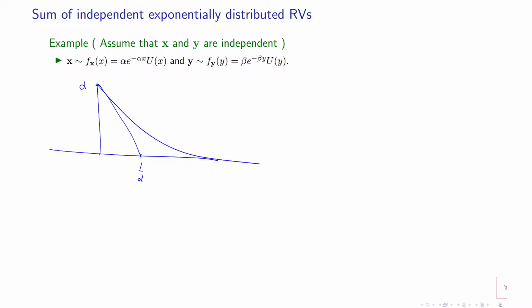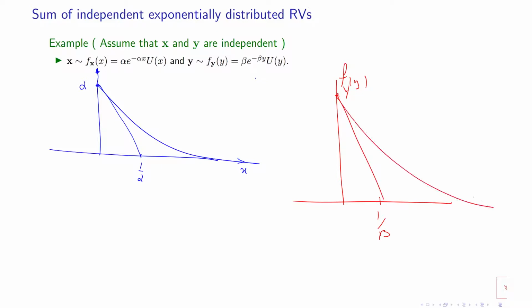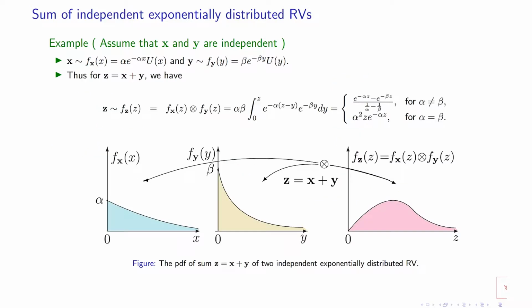Okay, so this is fx of x, this is x, and then for this one you could assume that you have fy of y. You could have another parameter, let's say beta be bigger. So if it is bigger, 1 over beta becomes smaller. So you draw this line and then you draw the exponential one. So anyway, this area should always be equal to 1. So if they are independent, the distribution of the sum will be the convolution of these two exponential functions.